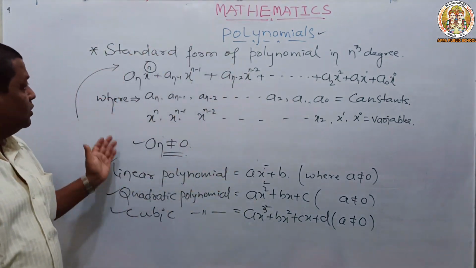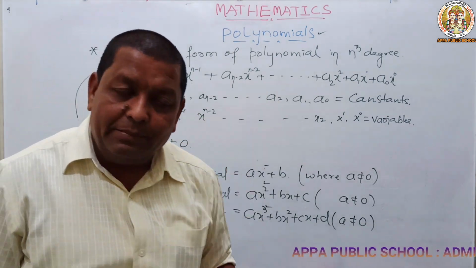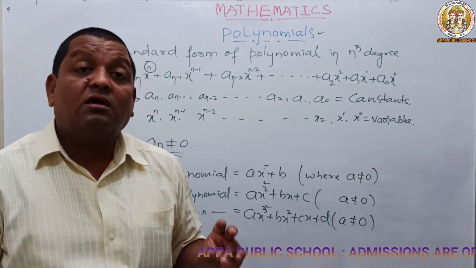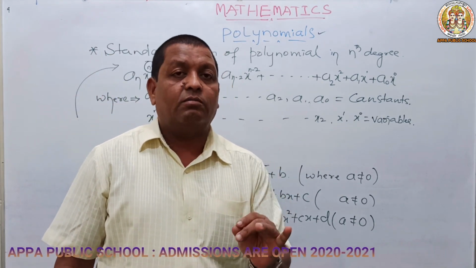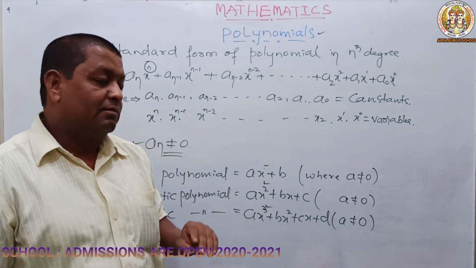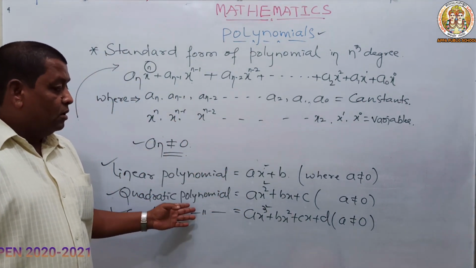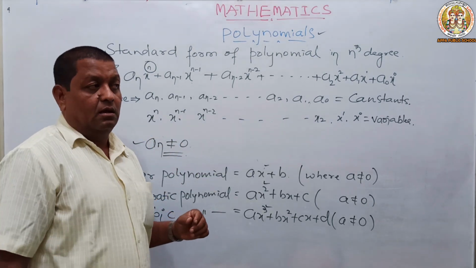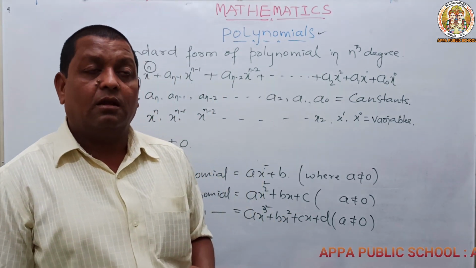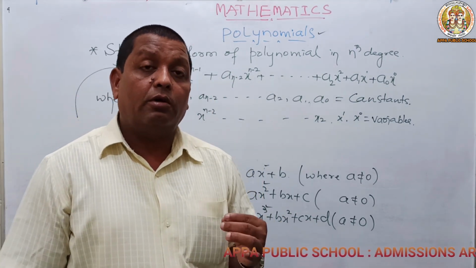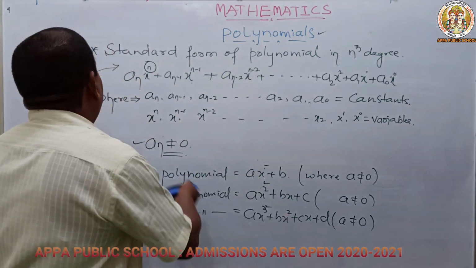Okay, so this is about polynomials, types of polynomials, what the conditions are and what the standard forms of particular polynomials are. Now I want to go to the constant polynomial. Another polynomial is the constant polynomial, and next the zero polynomial. Let me explain that next.